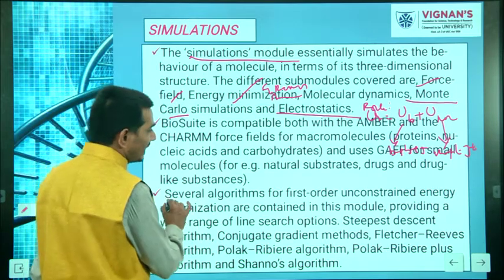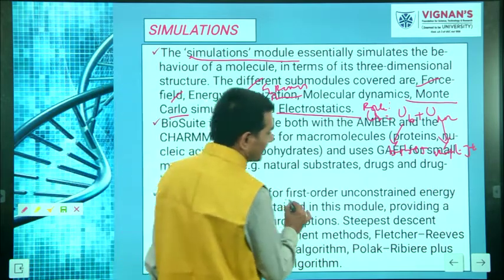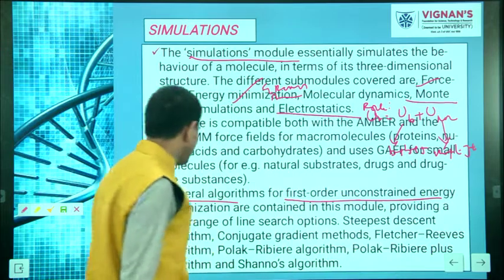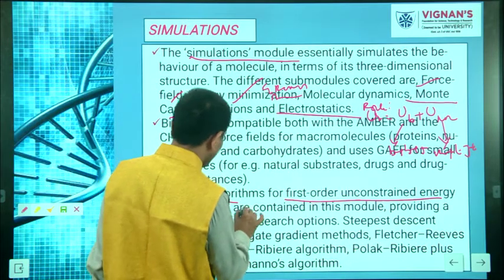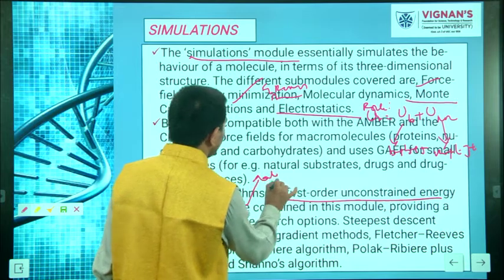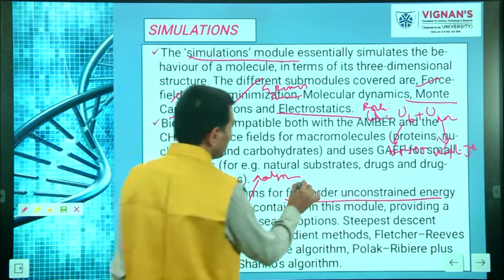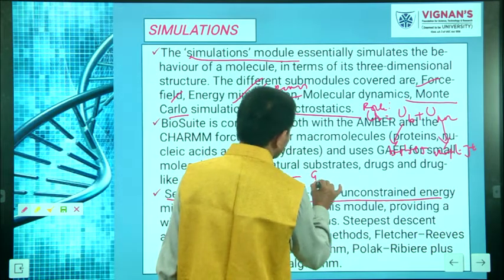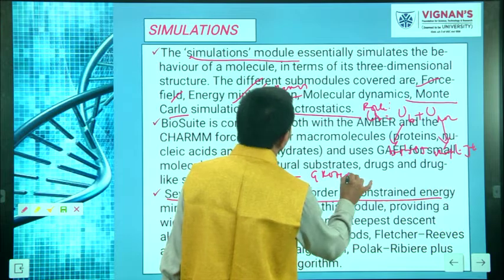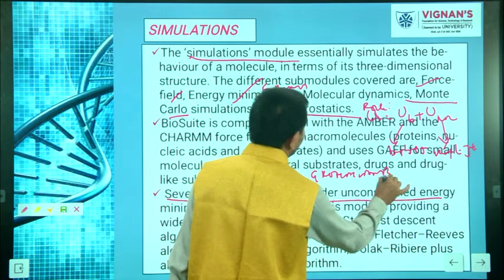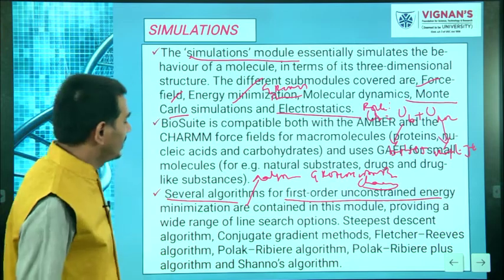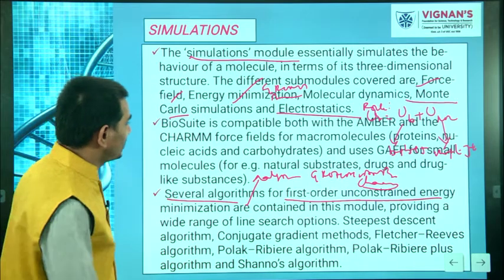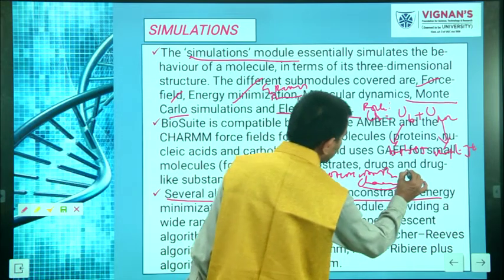And here we do find several algorithms for first order unconstrained energy minimization. As mentioned earlier, we have energy minimization algorithms, energy minimization methods, and energy minimization tools, especially GROMACS, AMBER, and CHARMM. So, these are the tools which are mainly used for carrying out this energy minimization.